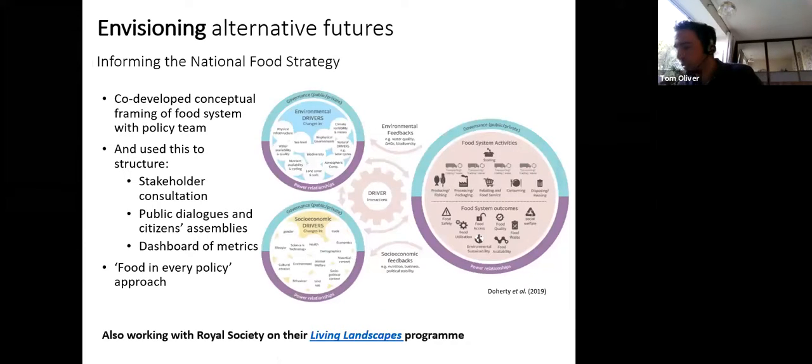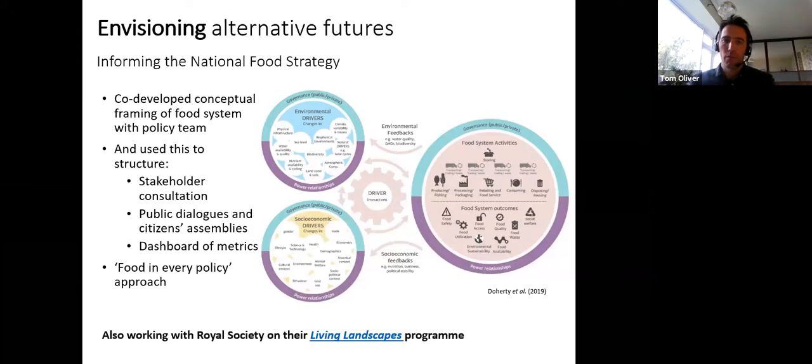So I'm just going to give some examples of each of those from the Defra Systems Research Programme, in collaboration, of course, with the different policy teams. This first example is about envisioning futures, and this is about the food system. So the government are developing a national food strategy, and Bob Doherty, the academic fellow in the food subsystem, and Yard, who was his Defra counterpart, worked to develop this kind of conceptual framing of the food system, and they use that to develop stakeholder consultations, public dialogue.